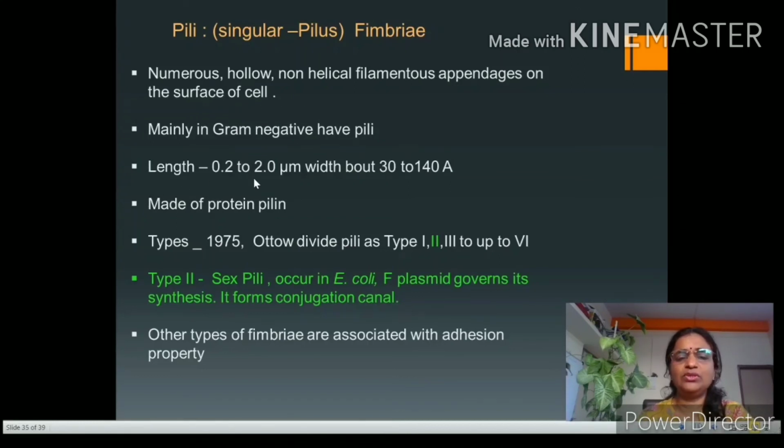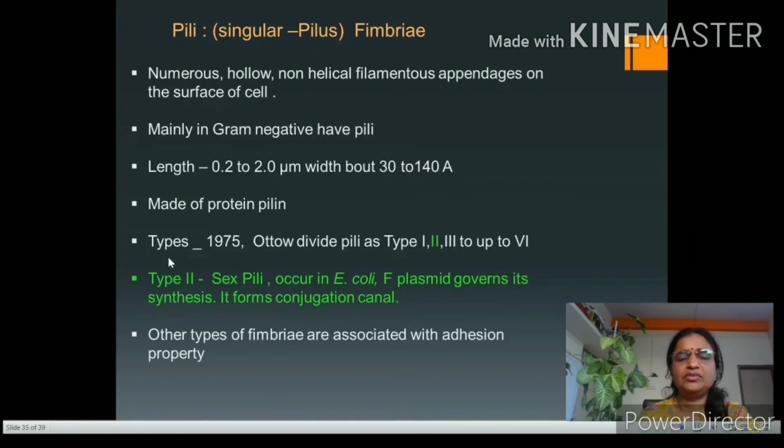Their length is only about 30 to 140 angstrom units. Width is about 30 to 40 angstrom units, and length is only 0.2 to 2 micrometer. They are not long like the flagella, and their function is also different from the flagella. These pili especially occur in the majority of gram-negative bacterial cells. These pili are made up of a protein called pilin. In the case of flagella, the protein is flagellin, and in the case of pili, the protein is pilin.